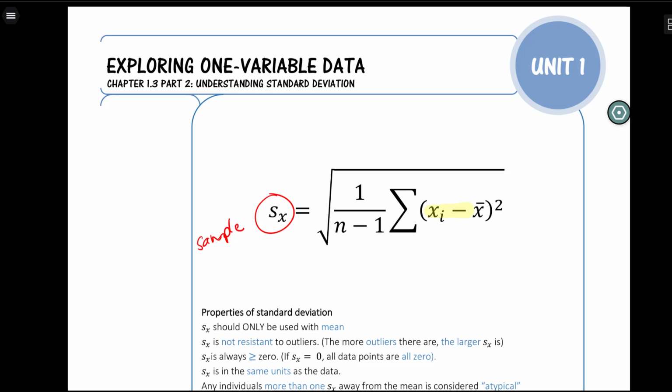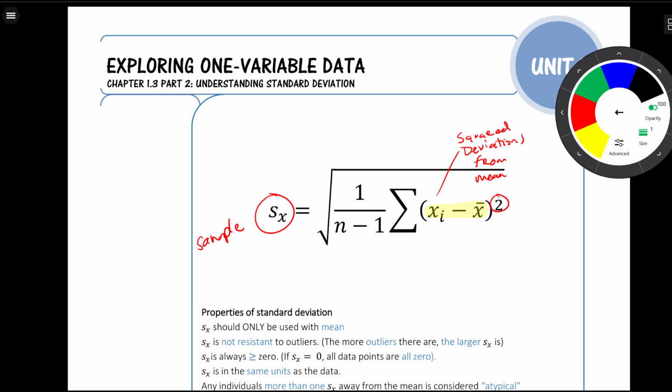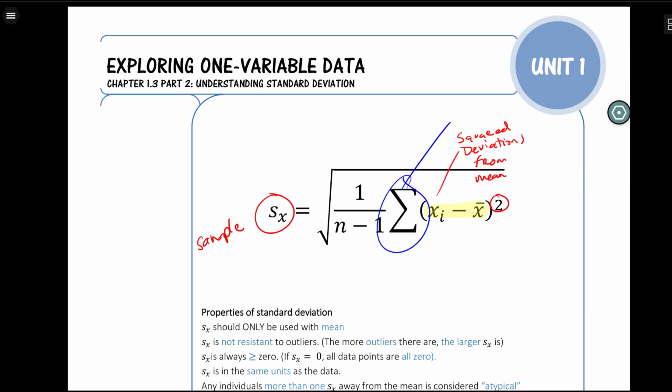Go inside the next grouping symbol. X sub i minus X bar. So this is our first thing. X sub i refers to each individual, X bar refers to the mean. So here we are looking at the deviations from the mean, each individual deviation from the mean, and then we squared it. Squared deviations from the mean. Then what do we do? At that point, we add them all up. So it's the sum of the squared deviations from the mean.